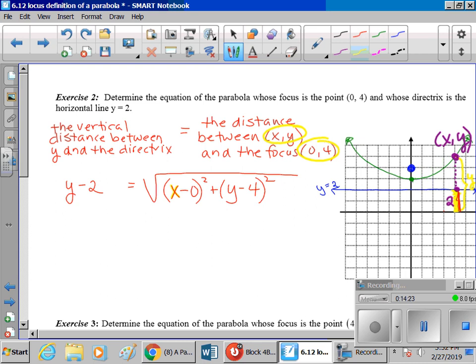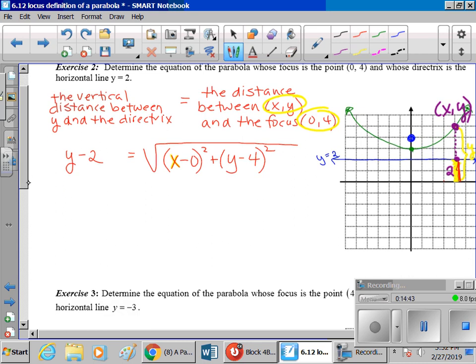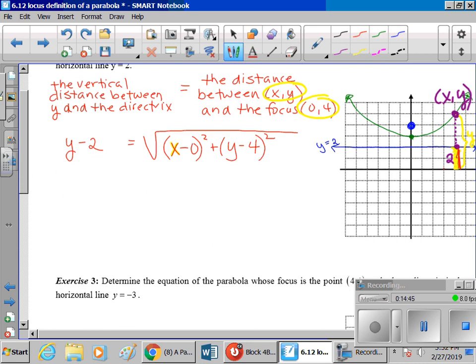And the nice thing is whenever we do this, we're always going to have x and y being the first point. So we're going to use x and y first. All right, so the distance formula says it's the sum of the 2 differences squared. Then we take the square root of it. But let's just simplify it a little bit first. So this becomes the square root of x squared plus y minus 4 squared is equal to y minus 2.